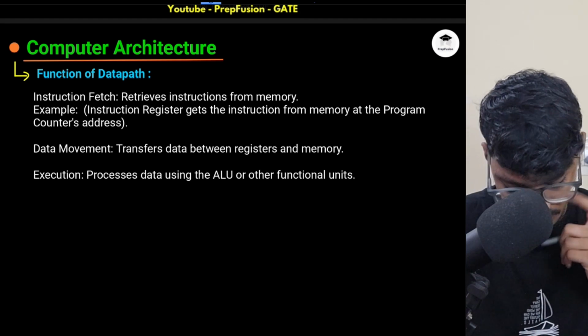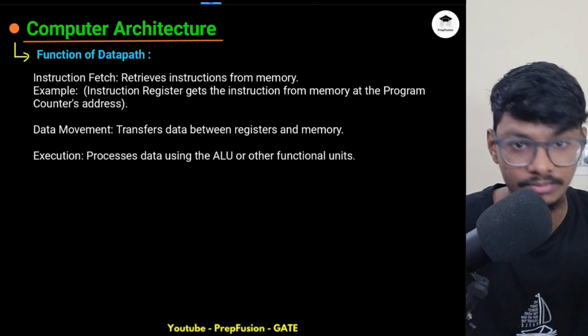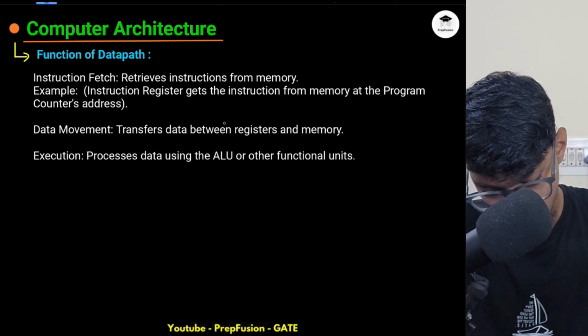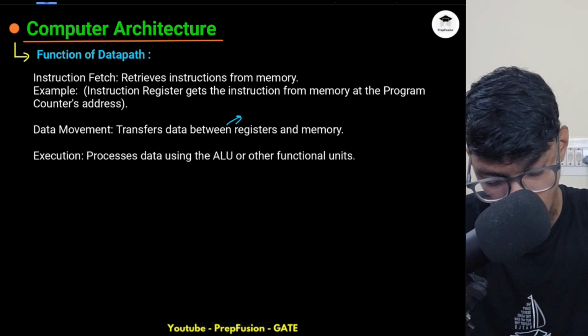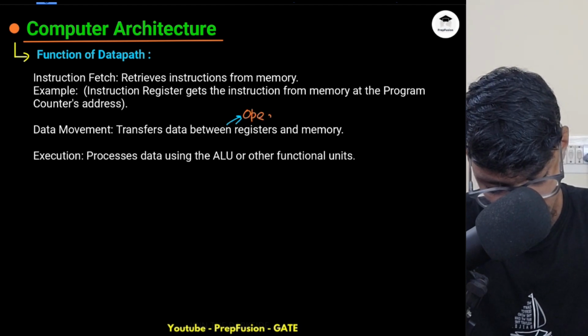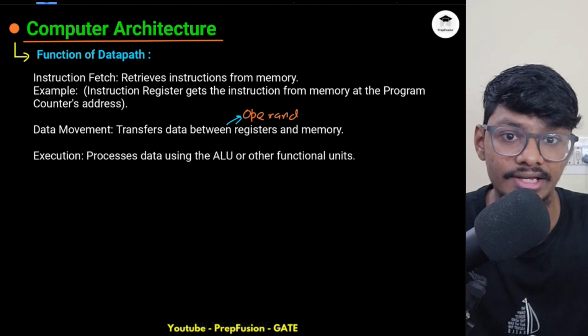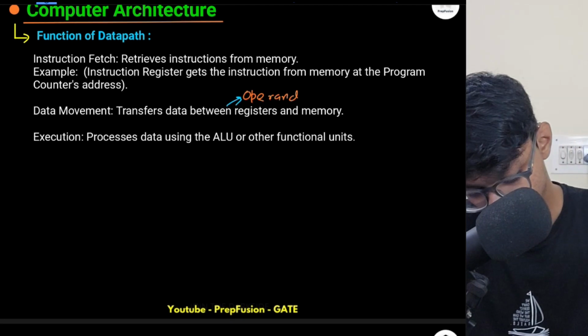Then what happens? Data movement transfers data between registers and memory. Then some data movement happens, like operand fetch. After instruction fetch, what do we do? Operand fetch was also inside the cycle, right? Inside the execution cycle. So we can do operand fetch, or we can fetch the address of the operands. Then again I will go to the effective address.